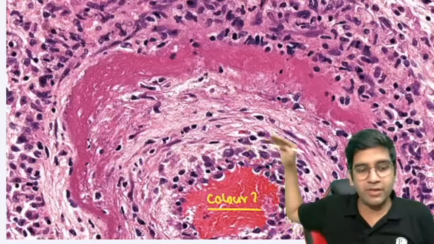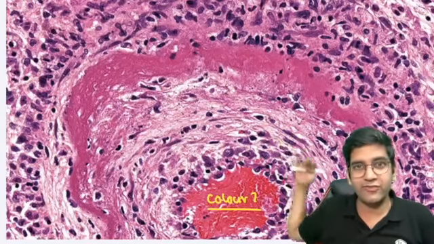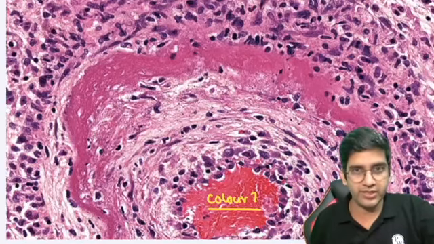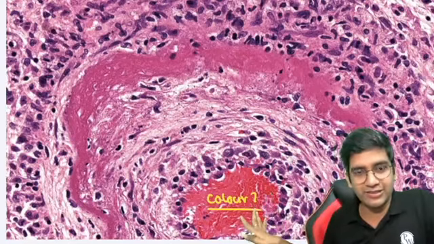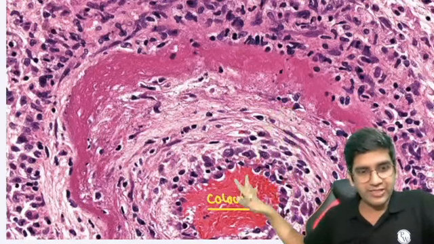Don't go for intima, media, adventitia. It's very, very difficult to understand by intima, media, adventitia, right? It's a blood vessel. I have a red color, which is blood. So the entire structure is a blood vessel.